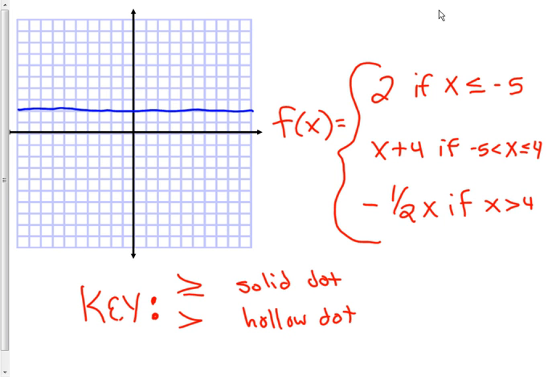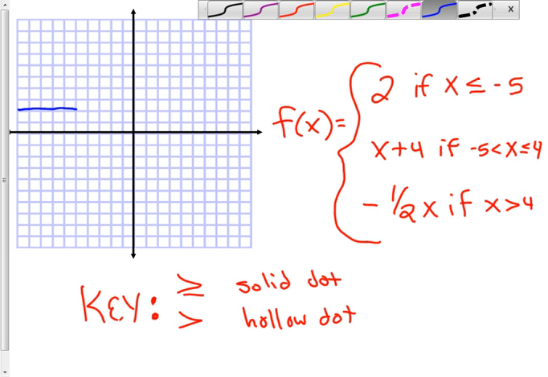But which x's can we use? It says only x's less than or equal to negative 5. So that means I no longer have a line that goes all the way across. I have a line that starts at negative 5. And since we have an equal to, notice the key down at the bottom, it has an equal to, so that means we're going to have a solid dot there. So there's the first function. F of x equals 2 for all x's less than or equal to negative 5.